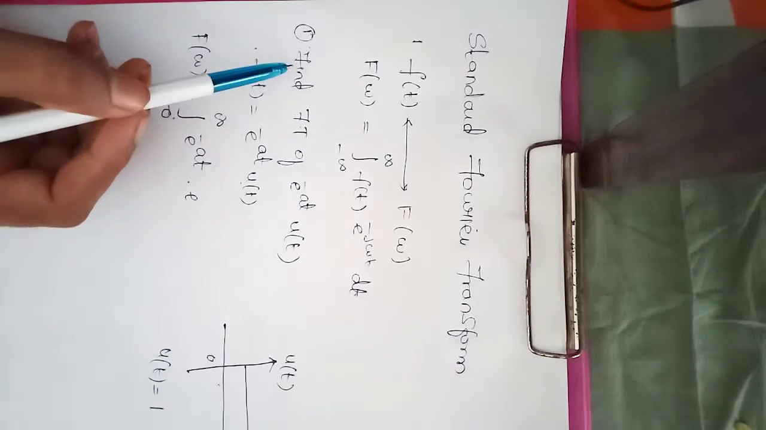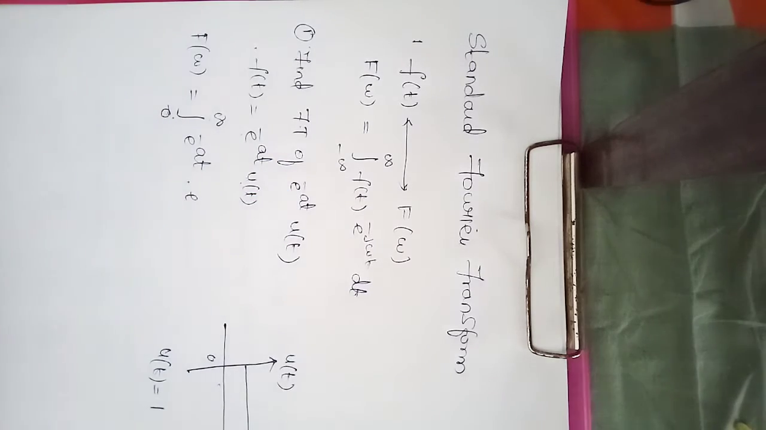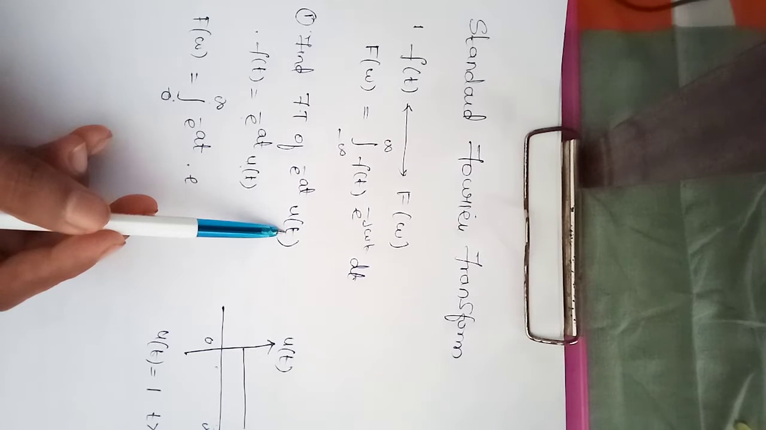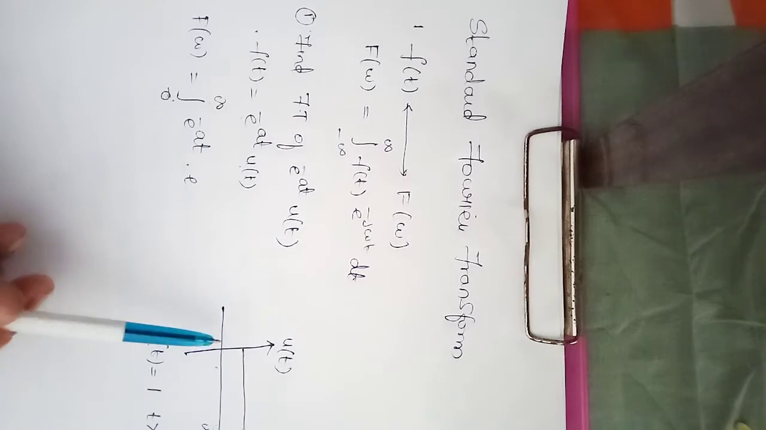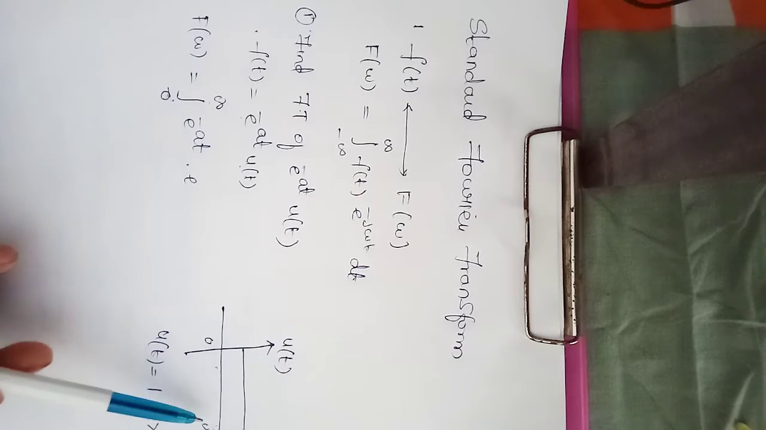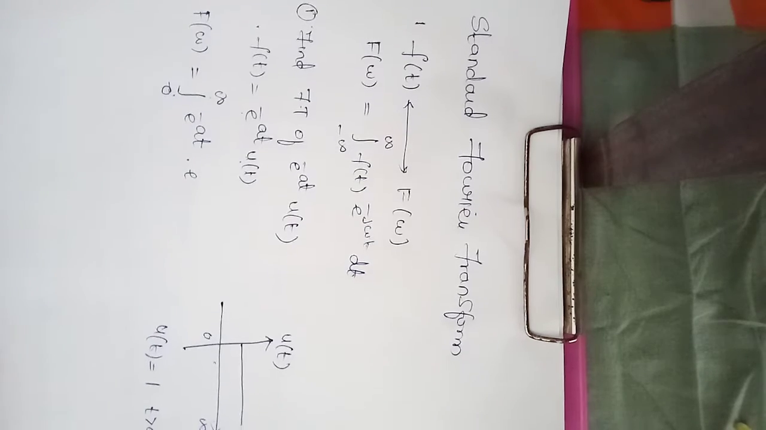Let me write the question. Find the Fourier transform of e power minus at u(t). Now, u(t) is a step function, defined as equal to 1 over a range of 0 to infinity. So we write u(t) is equal to 1 for t greater than 0.